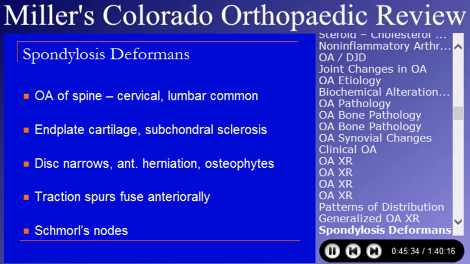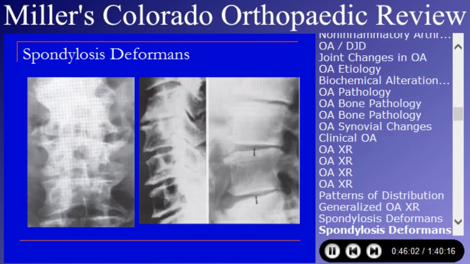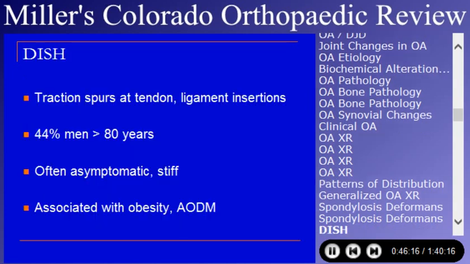Spondylosis deformans is the spinal counterpart of degenerative arthritis. Cervical and lumbar spines are most common, as you know. There's subchondral sclerosis, the disc narrows, there are osteophytes, traction spurs are formed at the anterior longitudinal ligament insertion site, and Schmorl's nodes are common. And examples of common osteoarthritis of the spine. For those of you in general orthopedics and in spines, it will be possibly the most common thing that you bump into on a daily basis.